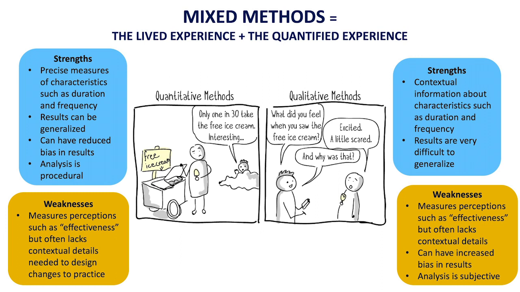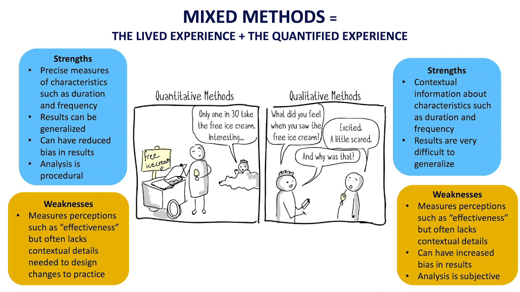Some weaknesses are that it measures perceptions such as effectiveness, but it often lacks contextual details to really understand what effectiveness is. So you might have ratings of effectiveness, but you lack the contextual details that you might need to take that and to make a practice actually more effective. So it's helpful. It gives you a barometer about what's going on, about how effective something is, but you often need more contextual information to do something about it.